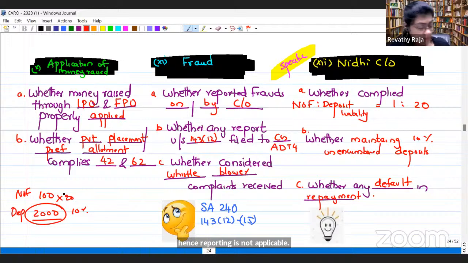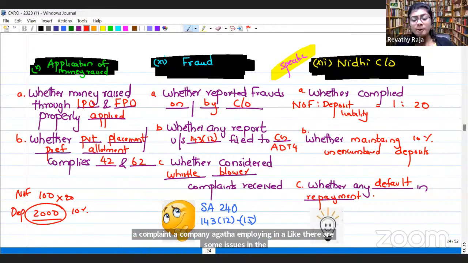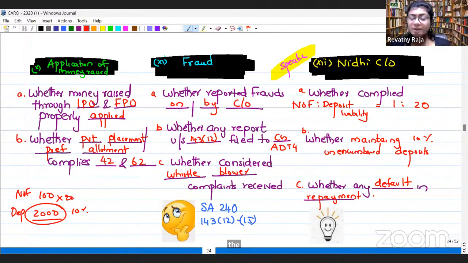Whistleblower means, Parvati, you asked, no? Like inside a complaint. There are some issues inside the company, like fraud.